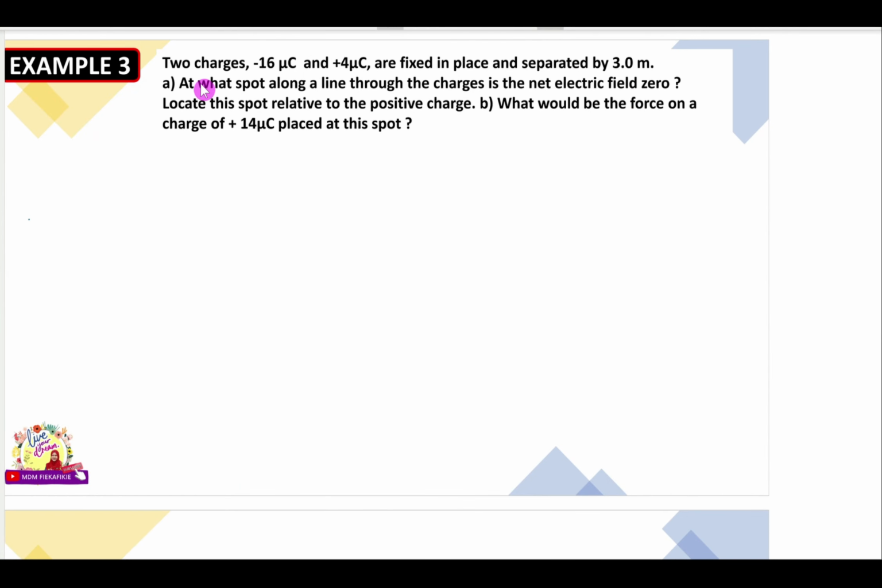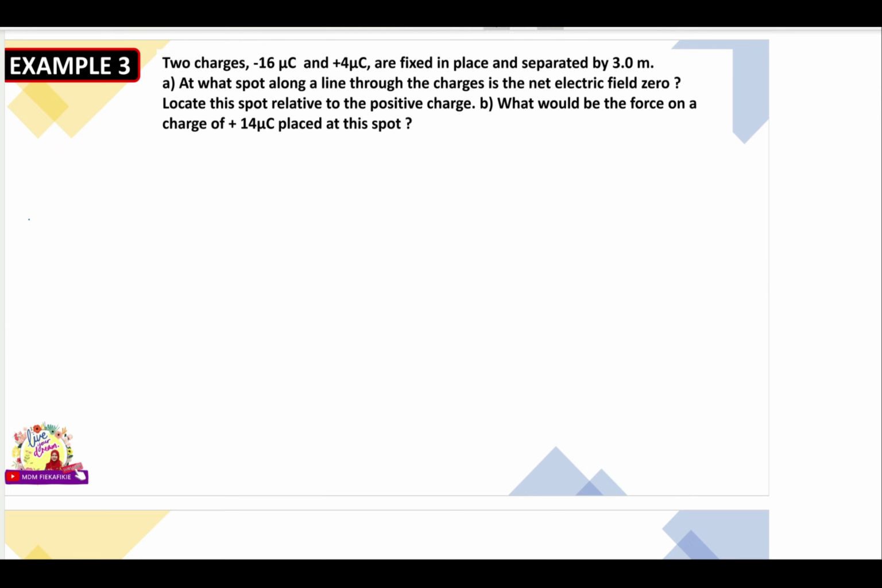Alright, example number 3. So here we have two charges, negative and positive, are fixed in place and separated by 3 meter. Okay, so soalan A tanya, at what spot along a line through the charges is the net electric field equal to 0? Okay, so locate this spot relative to the positive charge. Alright, so what would be the force on a charge of 14 microcoulomb placed at this spot?